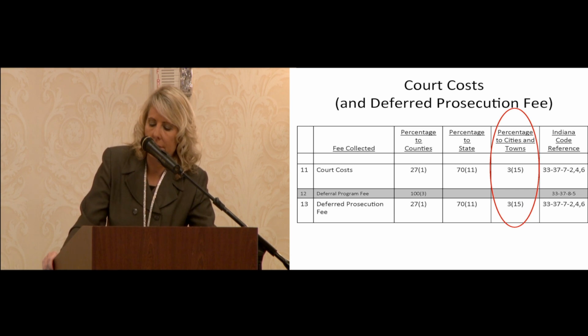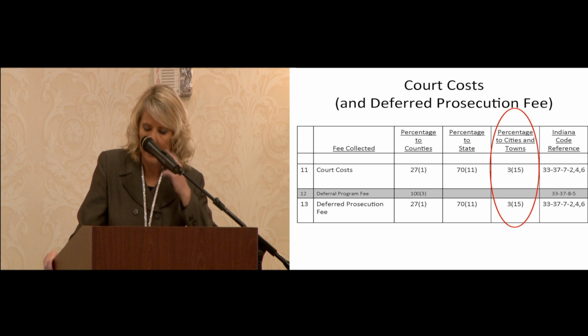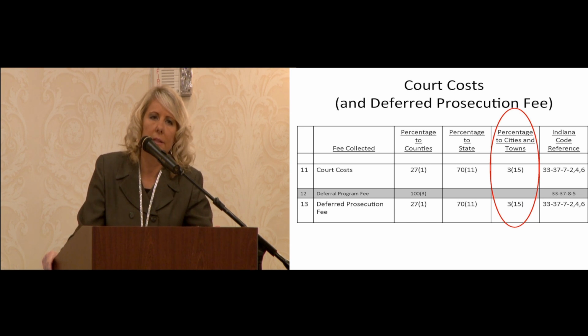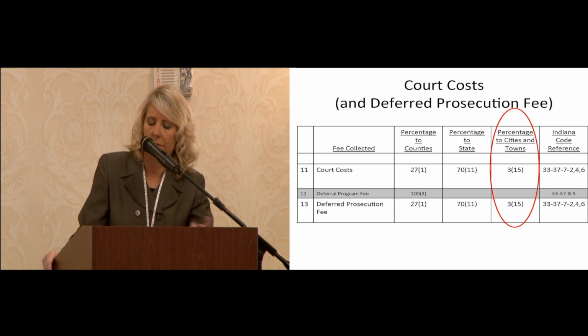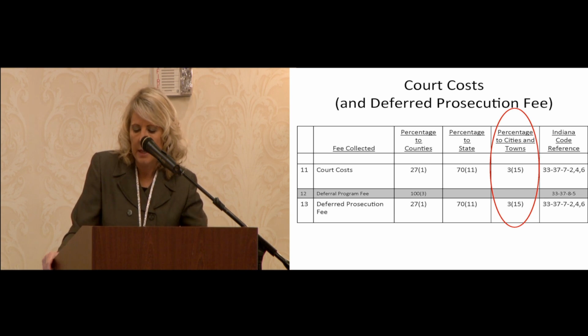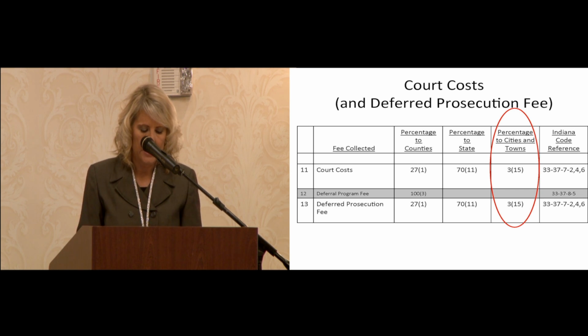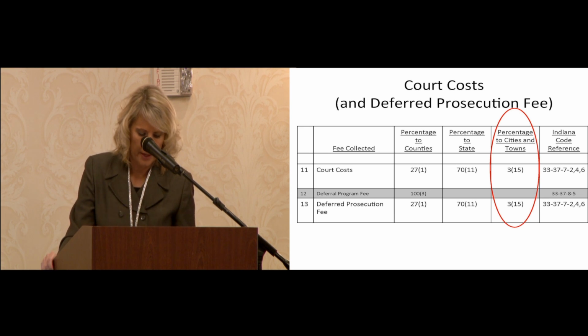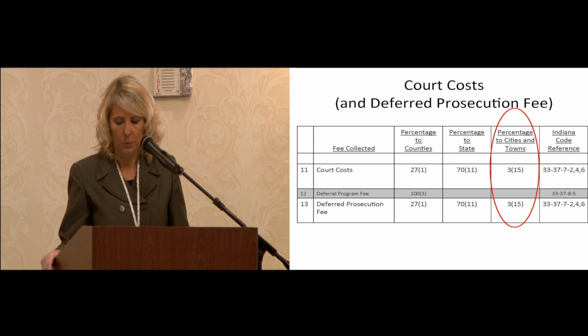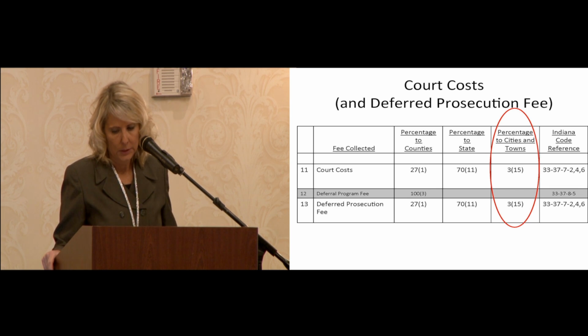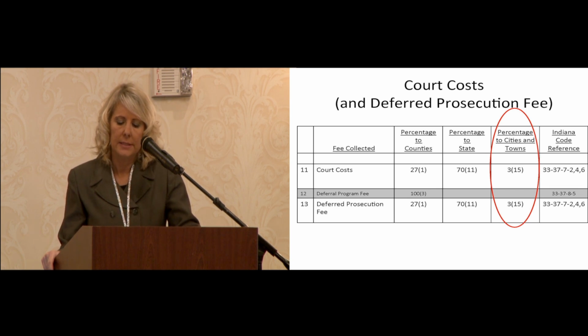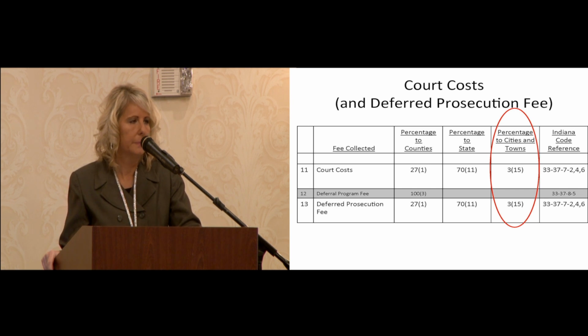We haven't looked at the city and town percentage column yet, so the percentage to the county works the same way. The county gets 27%, goes into county general fund. Percentage to the state is similar. The state gets 70%, and that goes into the state's general fund. But it doesn't have an asterisk by it, and you are not going to deal with the percentage to the state. The percentage to the cities and towns you do receive.